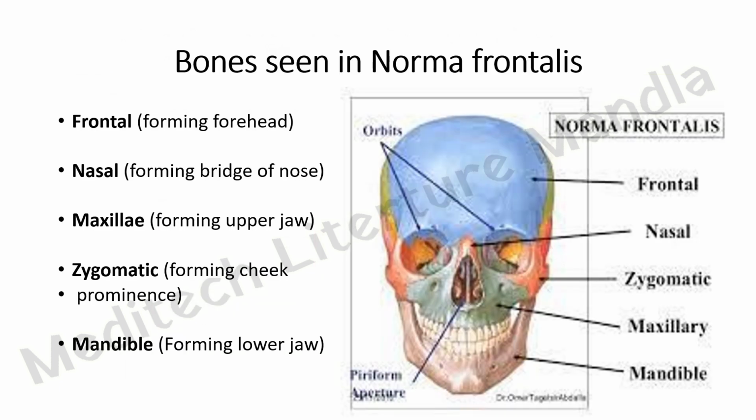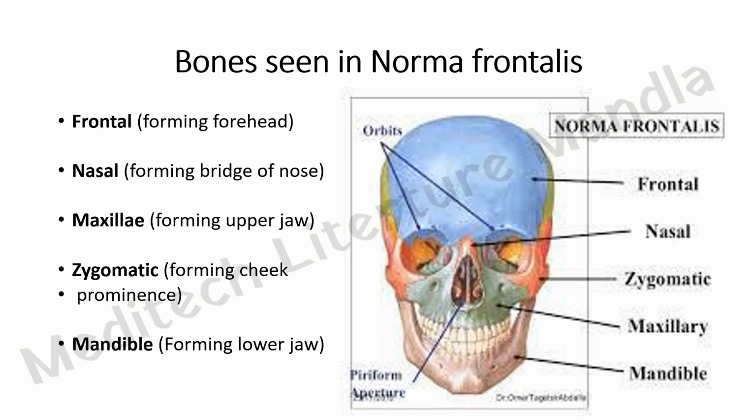In this image you can see the bones that can be seen from the front view, or in Norma Frontalis. In this view we can see the uppermost part is formed by the frontal bone, which is in blue color. This bone forms the forehead. Then below that in the median plane you can see two orange colored bones. These are the nasal bones. These form the bridge of the nose.